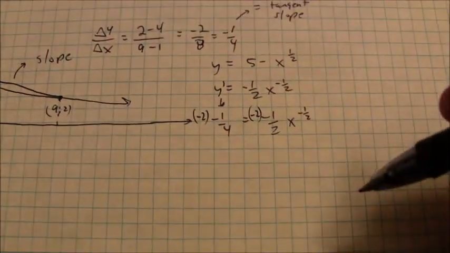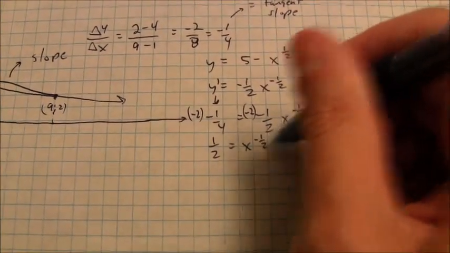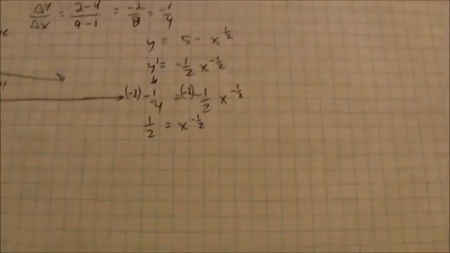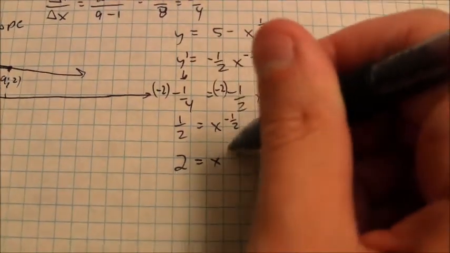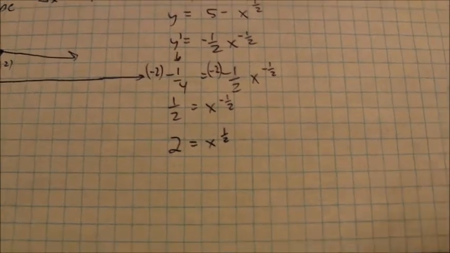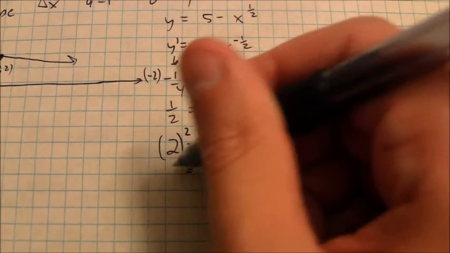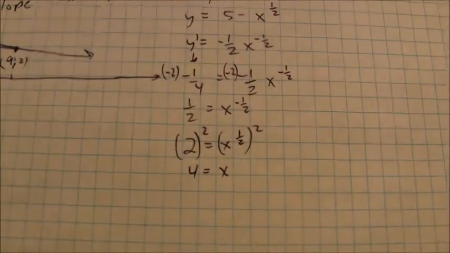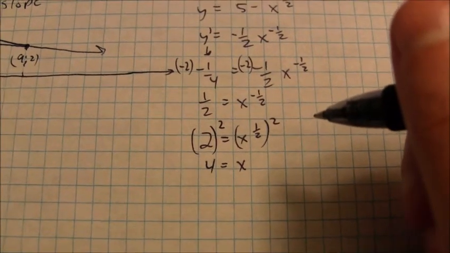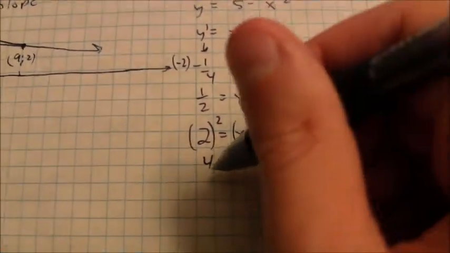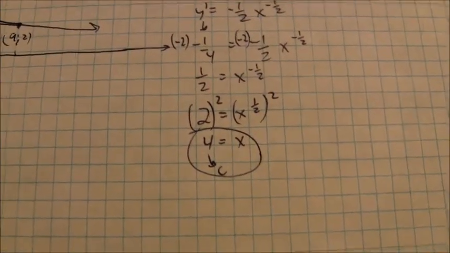Okay, negative 2 times negative 1/4 is 1/2. That's equal to x to the negative 1/2. Okay, that's a reciprocal, a negative exponent. So that means that 2 is equal to x to the 1/2. I can now square both sides, and x is going to equal 4. Remember that that x value where the tangent slope is equal to the secant slope is the value that we normally refer to as c. So my value of c in this case is equal to 4.